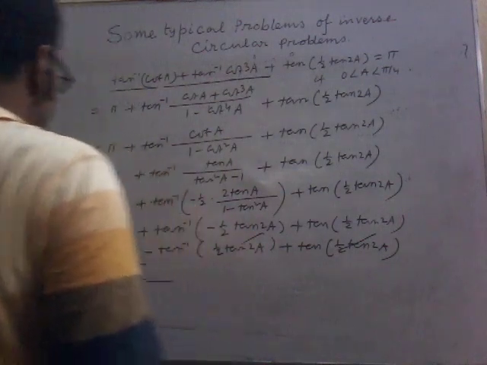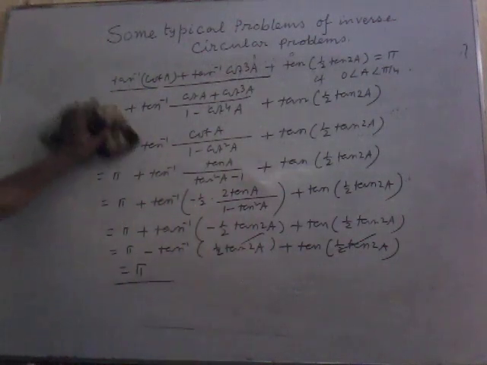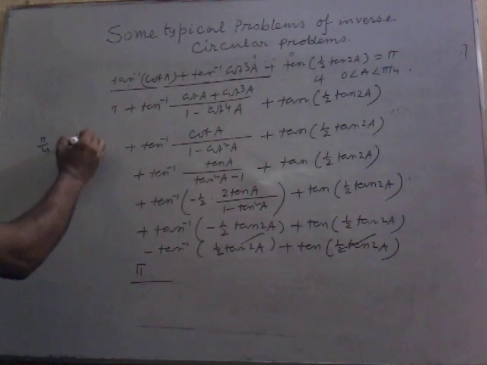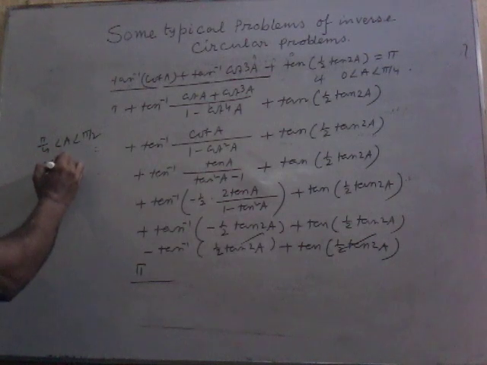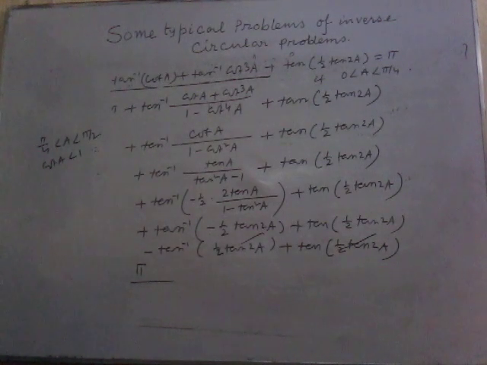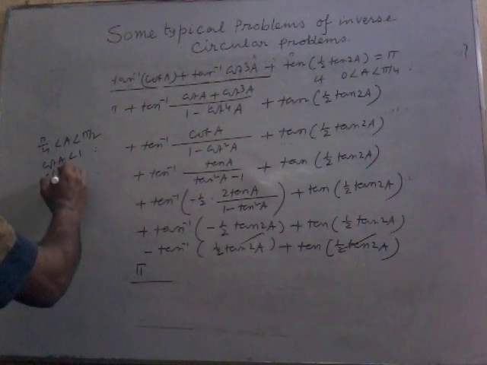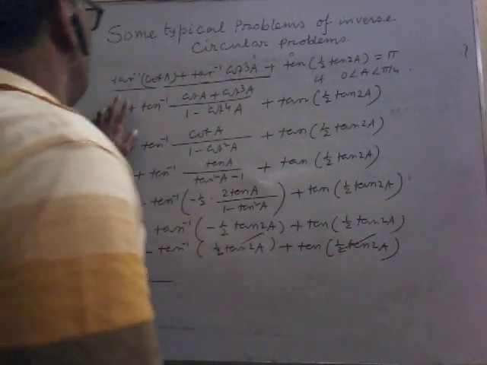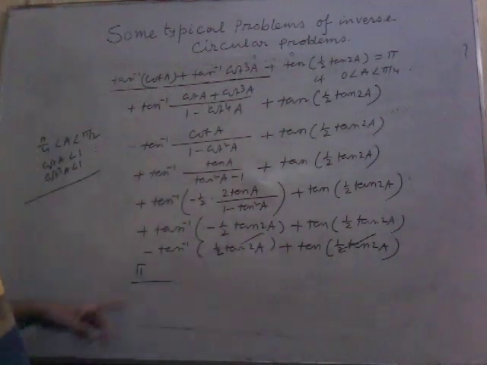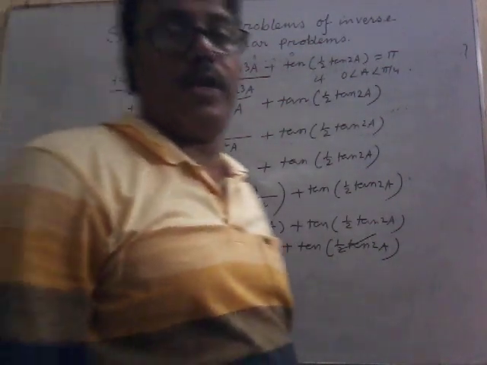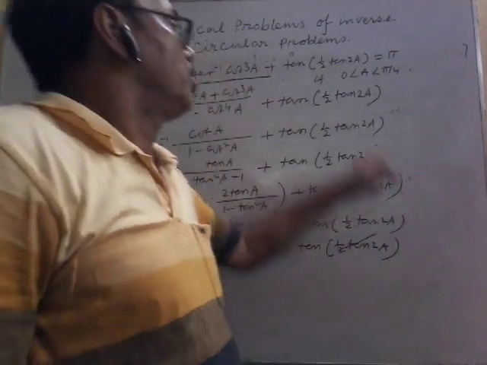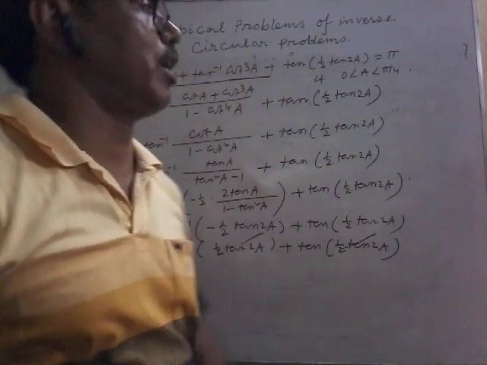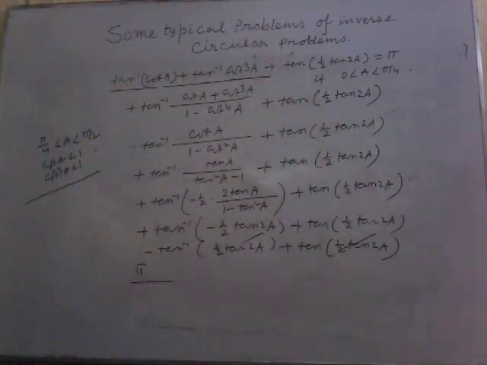So if the restriction is like that, you note it. What is the restriction? Pi by 4 less than A less than pi by 2. Then cot A is less than 1. In this case, we write only this part, pi plus. So in this case, the answer will be 0. So see the restriction. If the restriction is given, we use the proper formula.